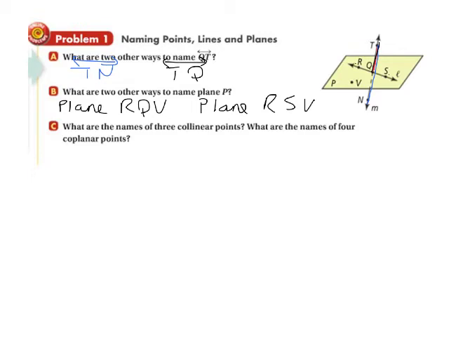What are the names of 3 collinear points, and what are the names of 4 coplanar points? Let's go collinear first. The names of 3 collinear points are right here on this line, and they are R, Q, and S. Those are collinear. What are the names of 4 coplanar points? That means they're points that just lie on the plane. And coplanar are going to be R, Q, S, and V.